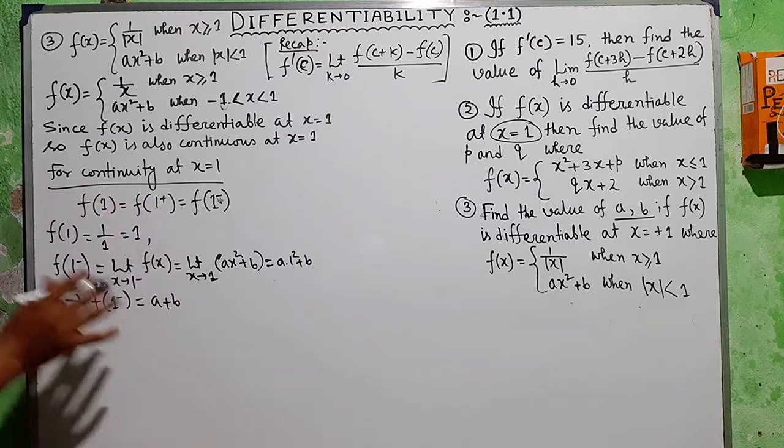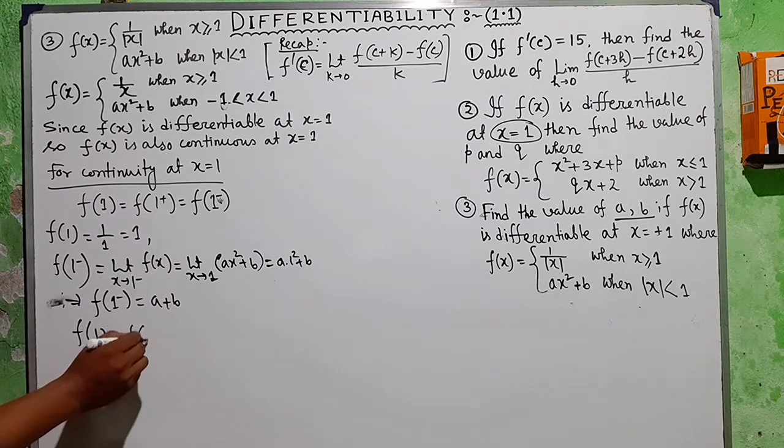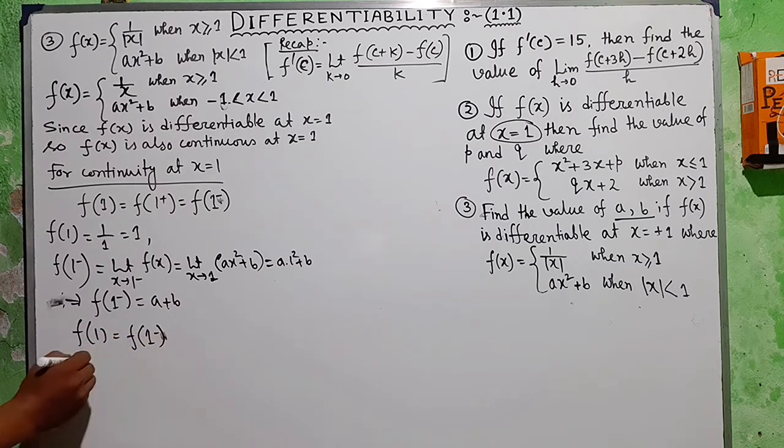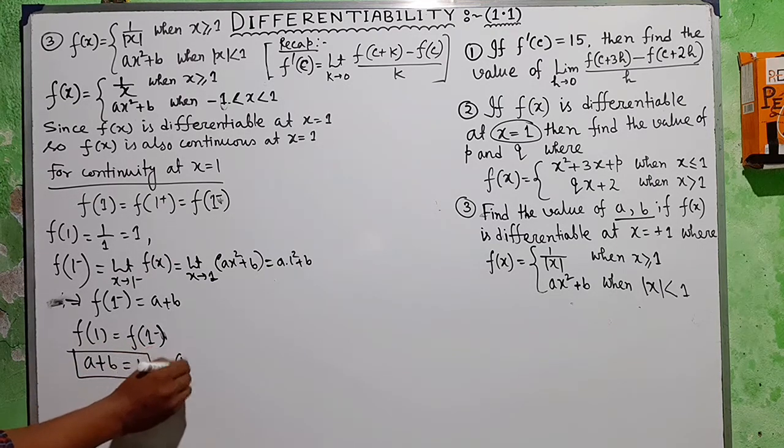So according to the condition of the continuity, f(1) equals f(1-), so that gives a plus b equals 1. So that is the equation number 1. So from continuity, what did we get? a plus b equals 1.